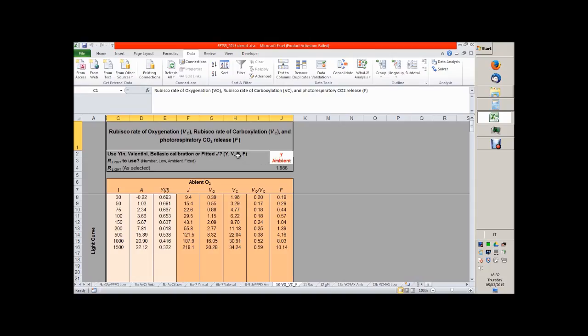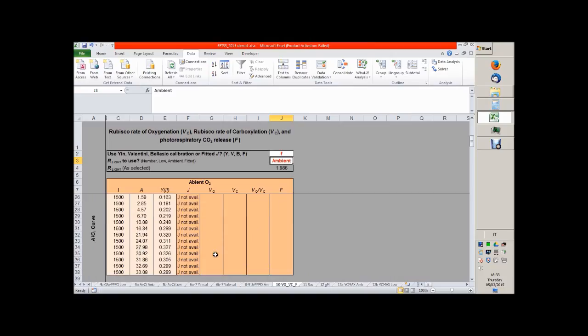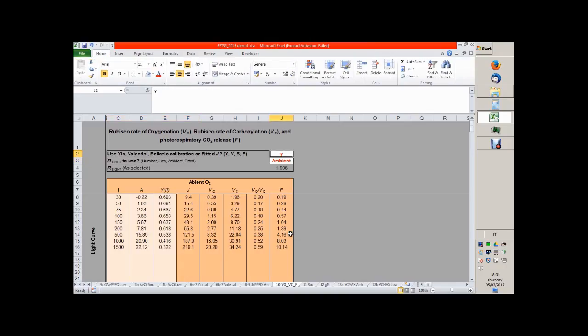So, alongside the 3 calibrations already described in sheet A, here we can use also the fitted values for J, which were derived in sheet 8-9. These are only available for the light curve, so when F is specified in cell J2, the ACI curve J cannot be calculated. Similarly to what we have seen before, here we can specify what respiration in the light to use. The values are automatically calculated.